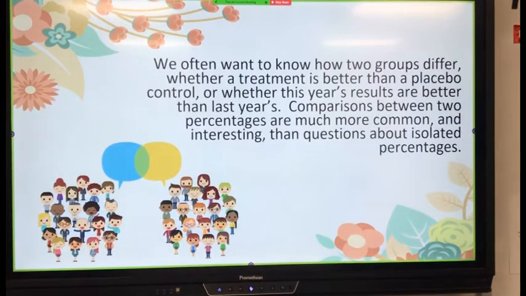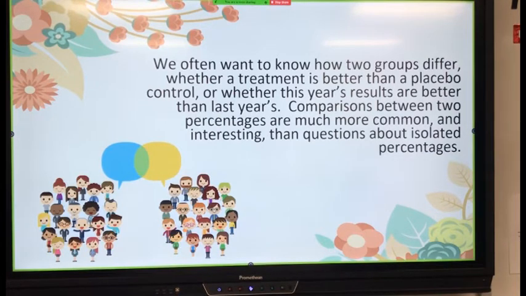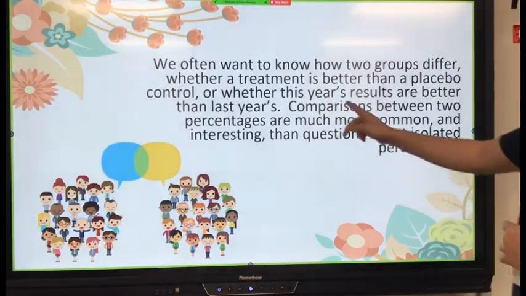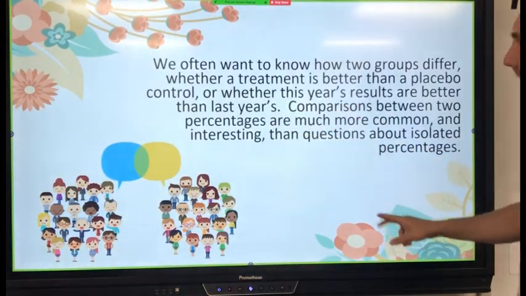We often want to know how two groups differ, whether a treatment is better than a placebo, whether this year's results are better than last year's results, whether men are better than women, whatever. Comparisons between two percentages are much more common and interesting than questions about isolated percentages. So all of last graded period, we were concentrating on calculating things based on isolated percentages. Now we want to base it on two or more. So we're going to be comparing.